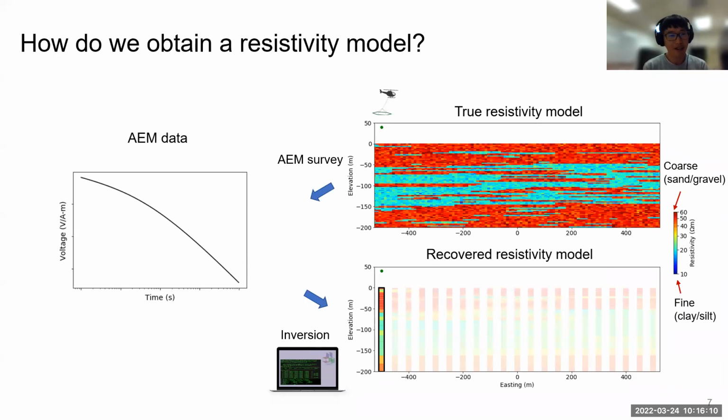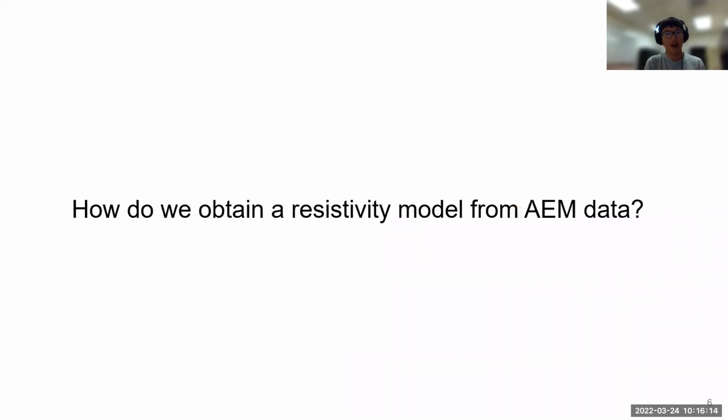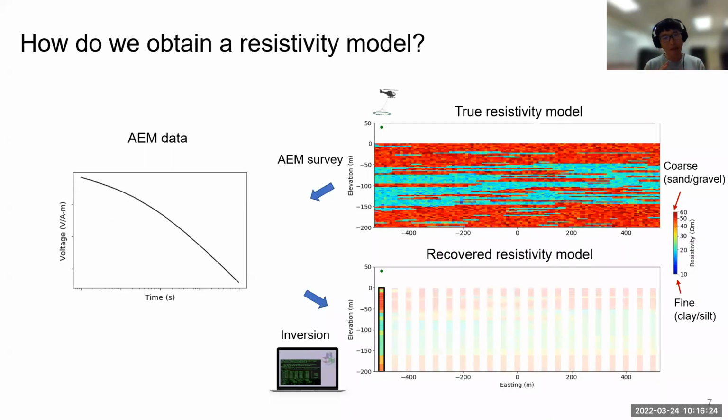And I want to start with the first question: how do we obtain a resistivity model from airborne EM data? We're using what we call an inversion technique. And there can be many different types of inversion. I'm going to introduce a specific technique, which basically uses a one-dimensional, layered assumption.